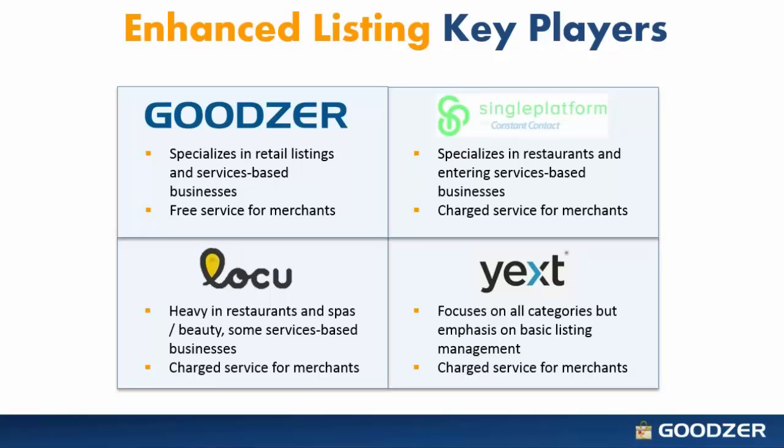And as for us, I think I'll just point out some of the differences. Goodzer is unique in this space because we have such a depth on the retail and product data side that is generally not seen in the industry. We also have over 2 million service-based businesses in our database in terms of enhanced content and service menus. So the overall volume and depth of data is something that's unique to Goodzer. Our service to merchants in terms of using and interacting with their data currently is a free service.